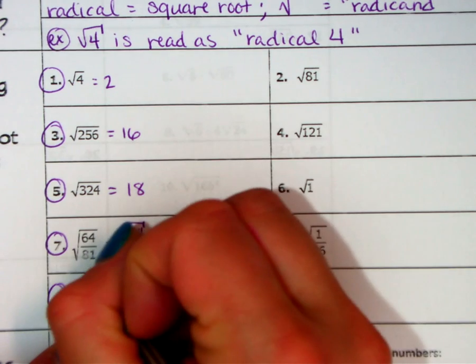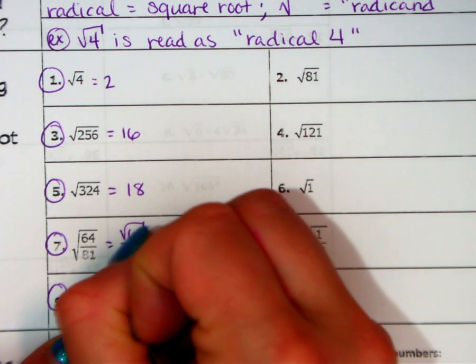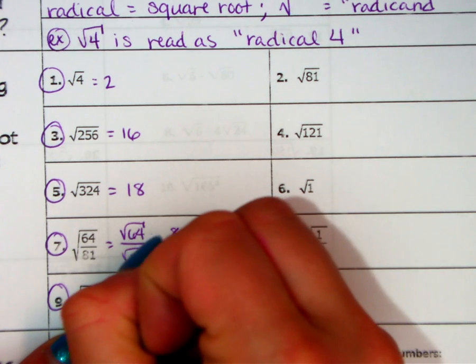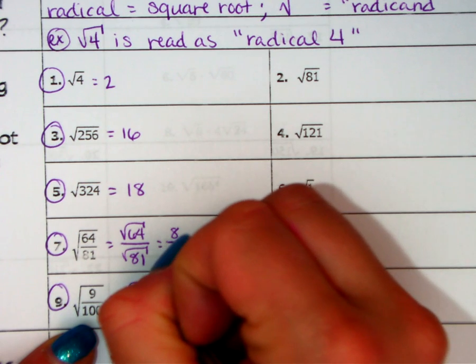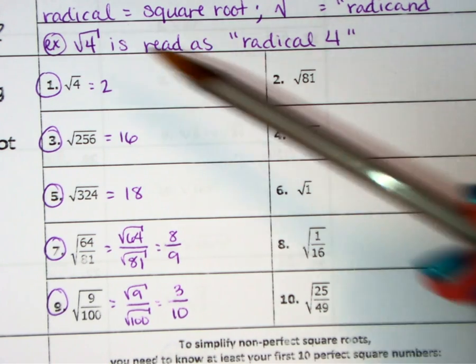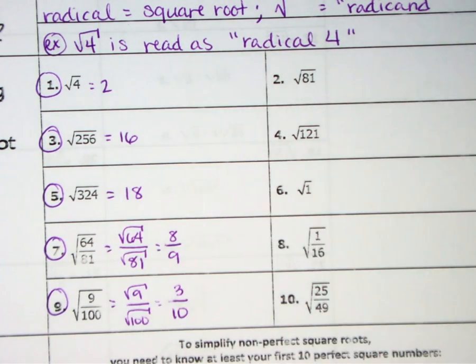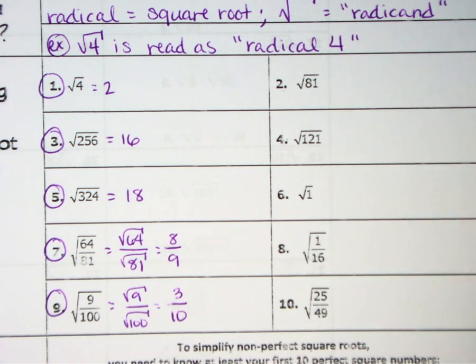Same thing with this one. The square root of 9 over 100 would reduce to the square root of 9 over the square root of 100. We know the square root of 9 is 3, and we know the square root of 100 is 10, so the whole thing reduces to 3 over 10. All right, so I did 1, 3, 5, 7, and 9. I would like you to do 2, 4, 6, 8, and 10 as part of your homework.